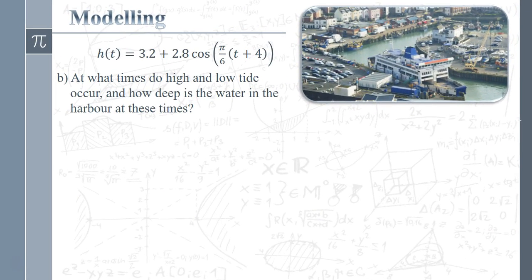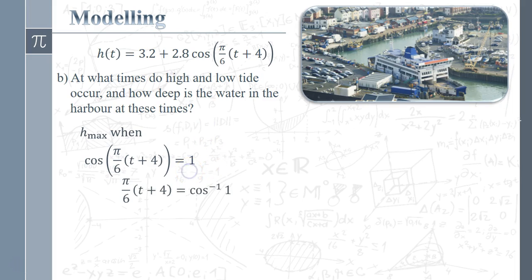Part B says, what time does high and low tide occur, and how deep is the water in the harbour at these times? Again, we're not talking about differentiation, we're looking at this function and our understanding of the cos function. We know that the maximum value will occur when this cos thing here is going to be 1. So h max is when the cos function is equal to 1. We're dealing in radians here, so that gives us cos to the minus 1 of 1, which is 0 and 2 pi.